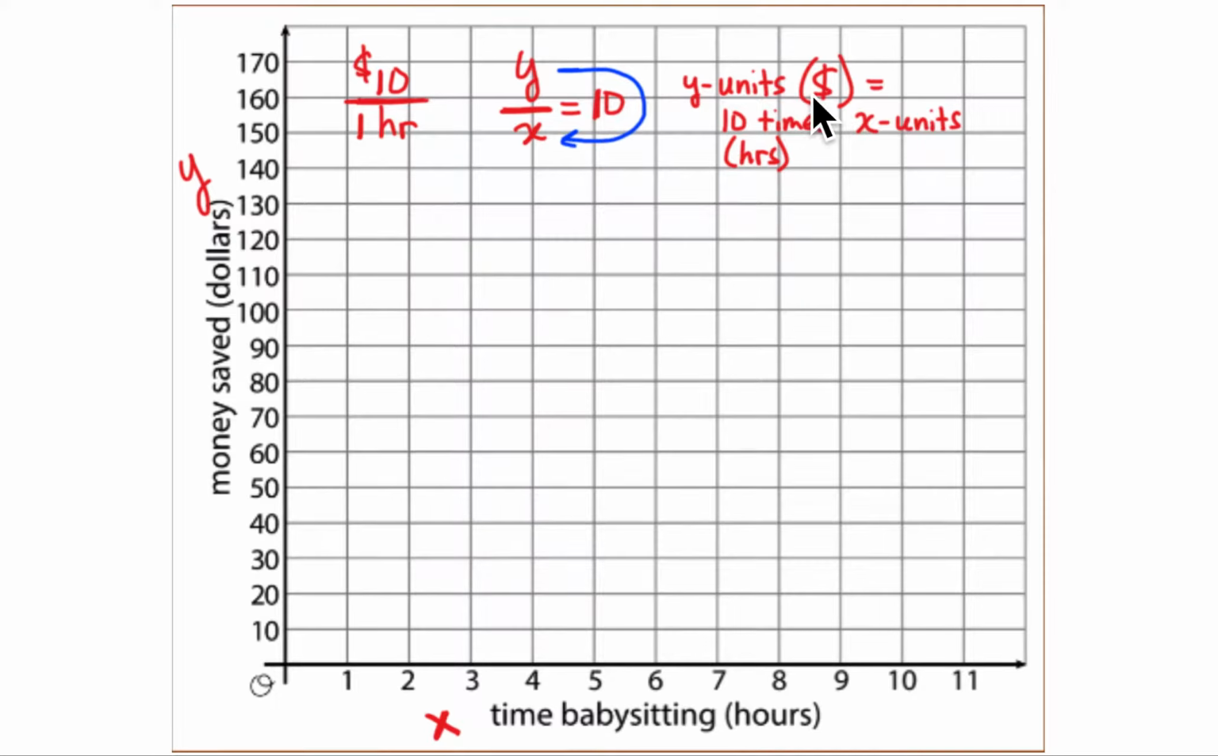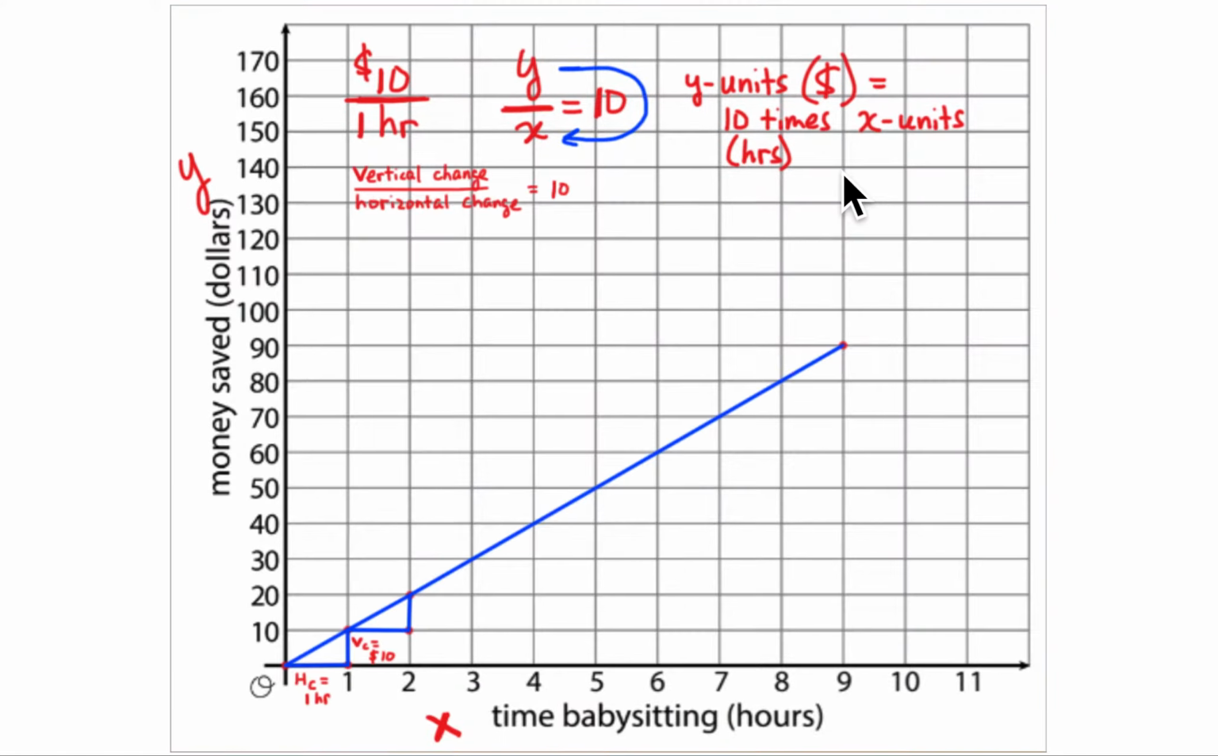So y units, the number of dollars, is equal to 10 times the number of x units. 1 hour, $10. 2 hours, $20. 3 hours, $30. 4 hours, 4 times 10 is $40. So y, the savings, is equal to 10 times the number of hours that he has babysat. So that's the x value. So y units equals 10 times the number of x units.